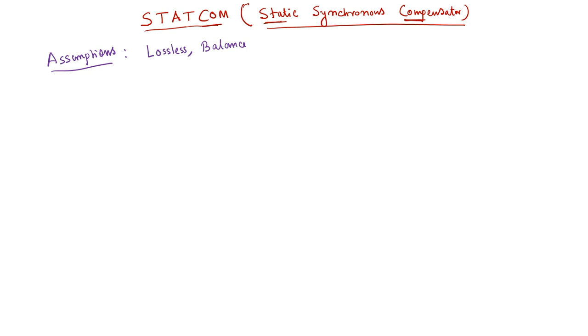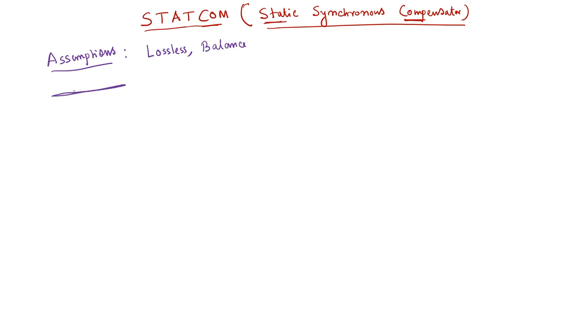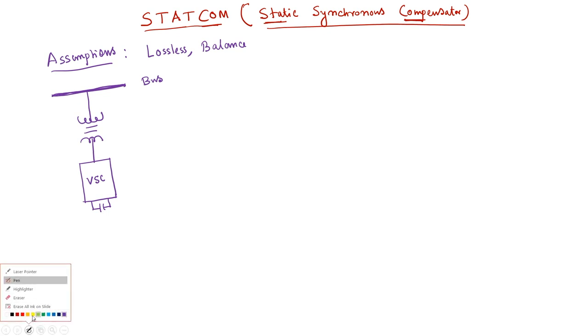Okay. Now, let me draw the basic schematic diagram of STATCOM. Suppose this is the bus where the STATCOM is to be placed. It could be at the midpoint of the transmission line, which I discussed many times while discussing SVC. So, this is the bus at which the STATCOM is to be placed. Then we will have a step down transformer, similar to the SVC. Then we will have a converter. This converter, we consider here, is a voltage source converter. Okay. As you know, there are two types of converter, voltage source and current source. So, here we assume that we have a voltage source converter. Okay. So, this is the step down transformer.